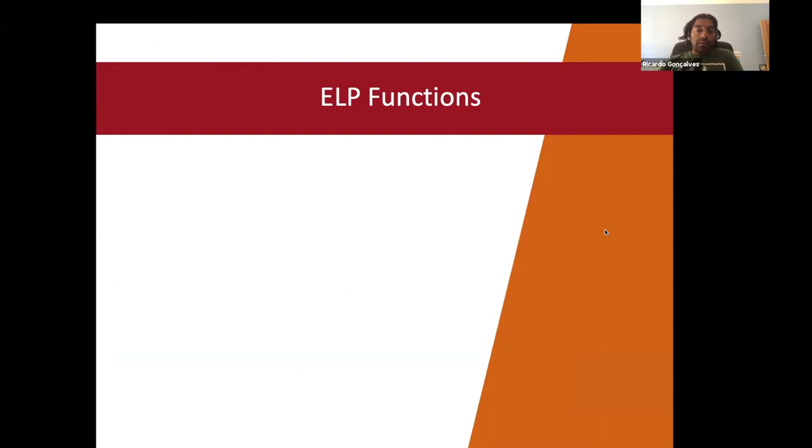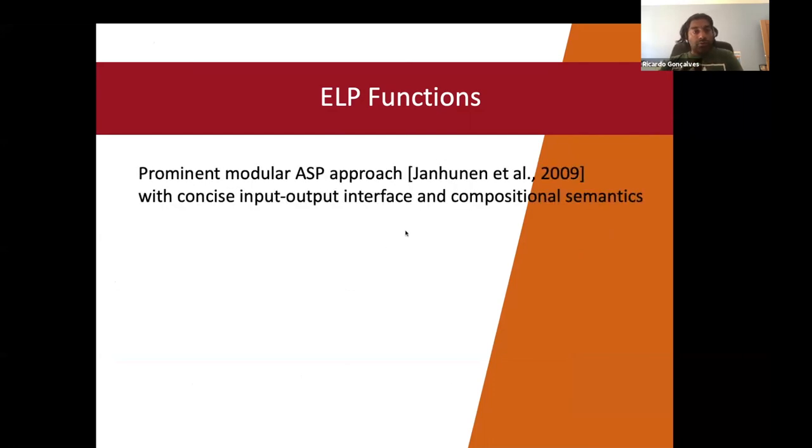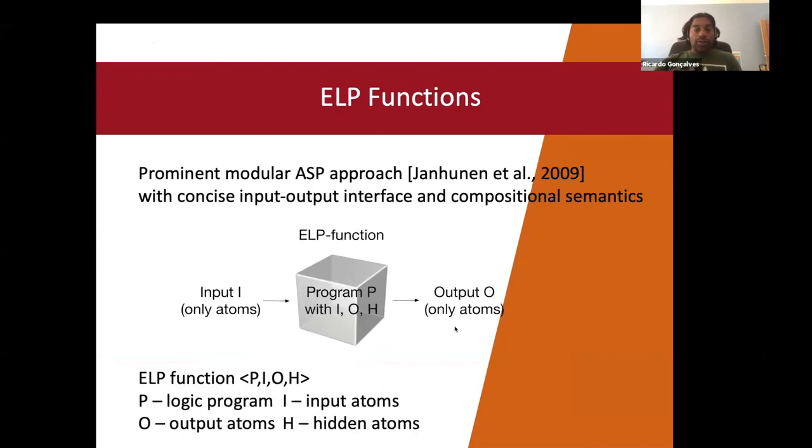So we now apply the forgetting to a concrete approach to modular ASP, namely DLP functions, which is a preeminent approach to modular ASP, which has a concise input-output interface and compositional semantics. So a module is composed of a logic program and a partition of the set of atoms into the input atoms, output atoms, and the hidden atoms, which are those that appear neither in the input nor in the output. The input and the output are usually called the visible atoms. Okay, and we can apply forgetting. We can forget input atoms, output atoms, and also hidden atoms.